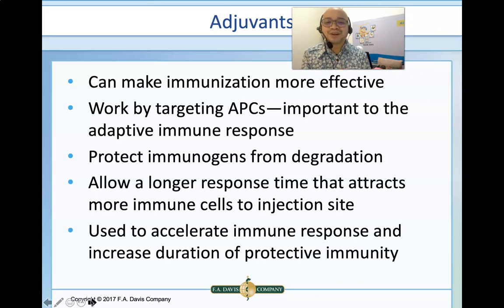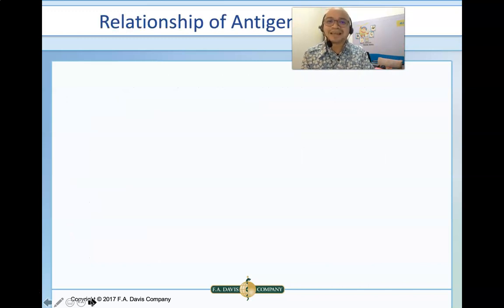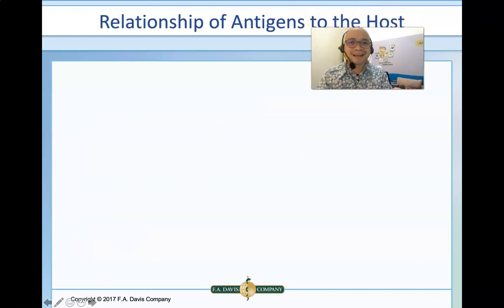You also use them to accelerate, meaning it makes the process much faster, and it increases the duration of protective immunity. Aluminum oxide is an example of an adjuvant.